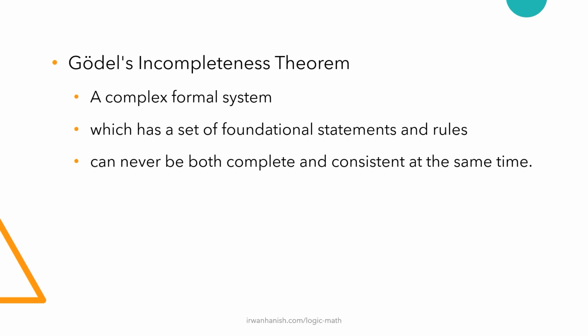So Gödel's theorem shows that if you have a complex formal system, like a mathematical system, which has its own axioms, its own foundational statements and rules, it can never be both complete and consistent at the same time. Now, I'll get you some links to the more technical explanations. I'll put them below. But for now, I think of the theorem like this.